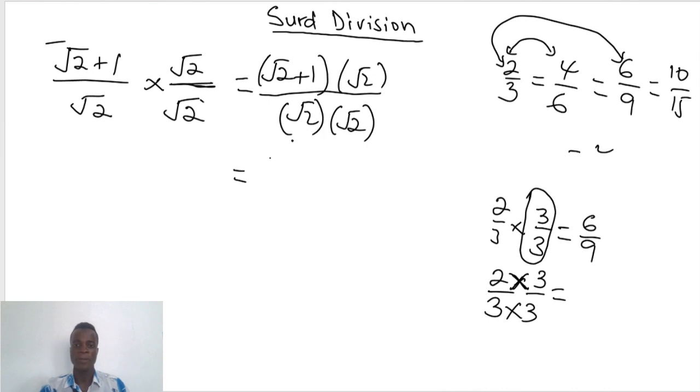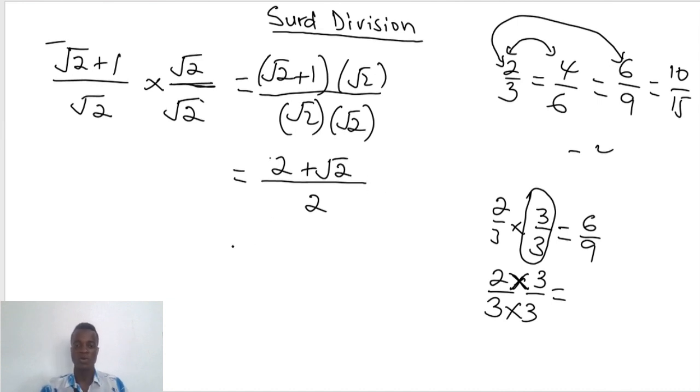So for the denominator, root 2 times root 2 is going to be 2. For the numerator, now we'll do our expansion, as we did in the previous video. This times this will give you 2, and this times this will give you just root 2. So this is what we have.